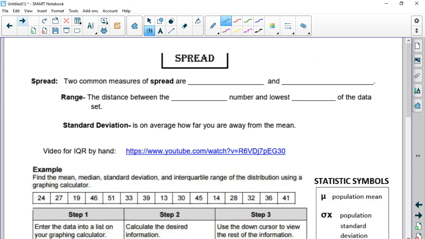All right. Now, two common measures of spread are range and standard deviation. The distance between the highest and the lowest number of the data set is the range. The standard deviation is how, on average, how far are you away from the mean.